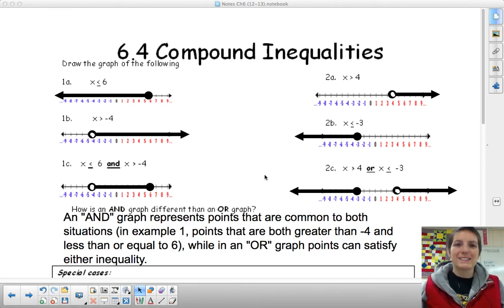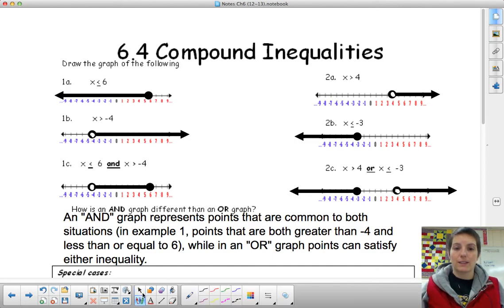All right, let's go ahead and continue our section 6.4 notes. In section 6.4, we're talking about compound inequalities. And if you think about that word compound, it's really just talking about the fact that we're going to have more than one inequality.